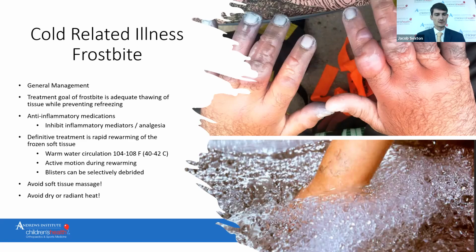But if they do cross a major joint line or cause discomfort, you can de-roof them as they are sterile in nature. You want to avoid soft tissue massage, particularly during the freezing and thawing phase, as tissue massage can actually crush the underlying tissues that have ice within them, and that can result in permanent soft tissue damage. For the same reason, you also want to avoid dry or radiant heat, as that can promote soft tissue damage at that point in time.